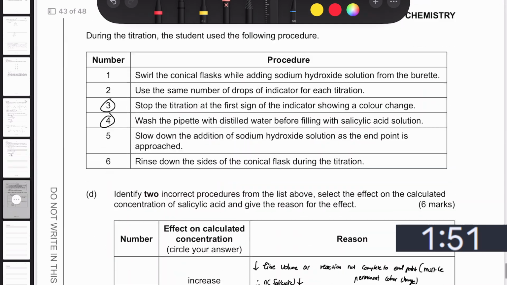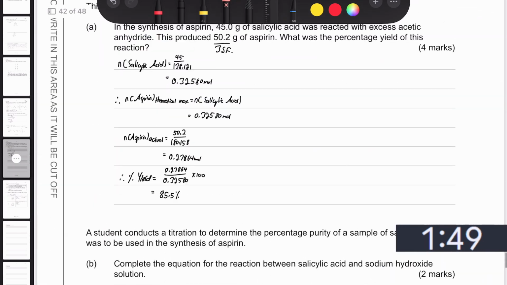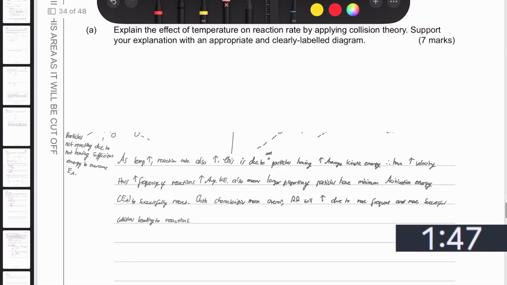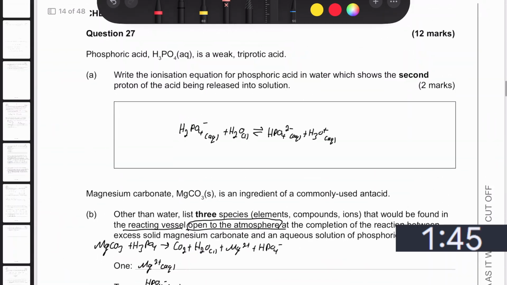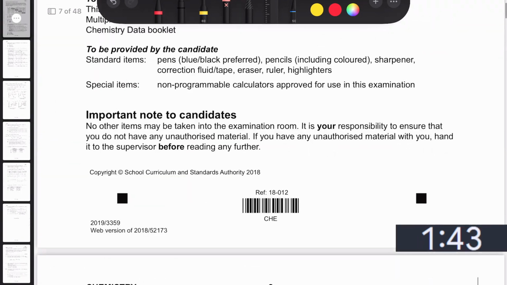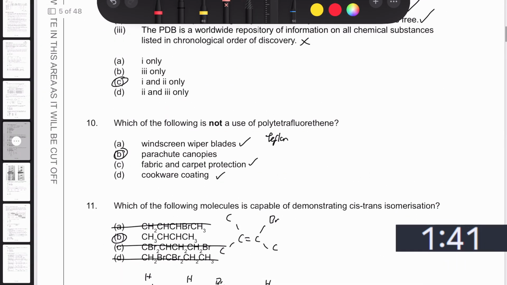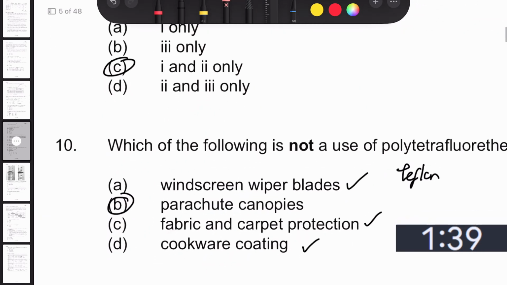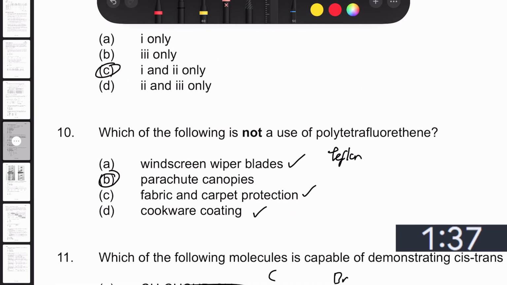Barely 2 minutes remaining. Whew, I'm probably not going to have time to go through much. I think there was one multiple choice, I think it was just this one, number 10. Which of the following is not a use of polytetrafluoroethene? This is Teflon. So cookware is definitely a use. I can see why windscreen wiper blades would be used. Fabric and carpet protection. Okay, the main thing about Teflon is that it's slippery.